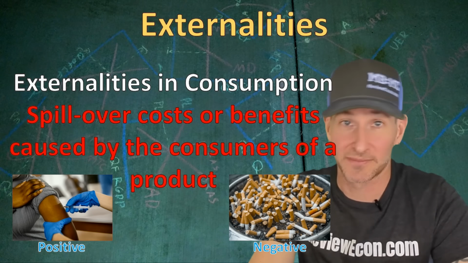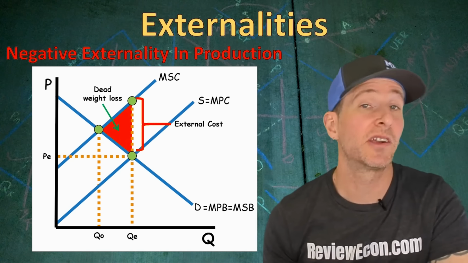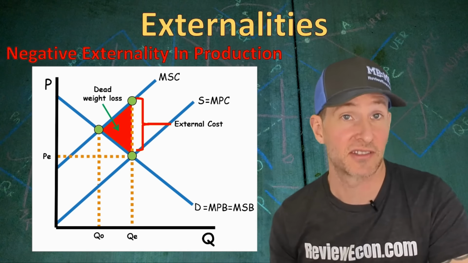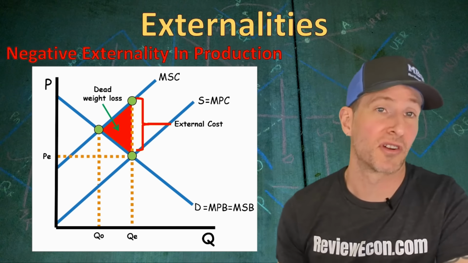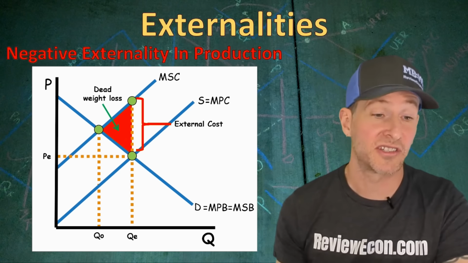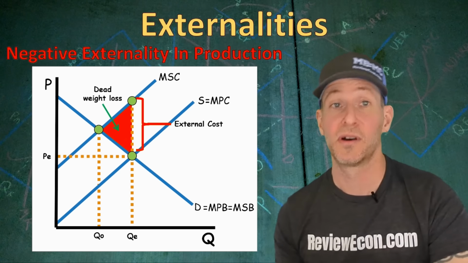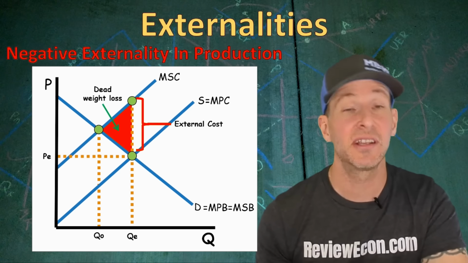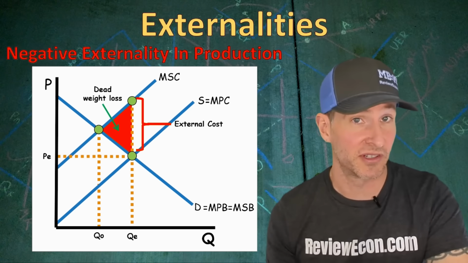Vaccines offer some protection to people who don't get the vaccine, and the consumption of cigarettes has a negative externality of secondhand smoke. When you have a negative externality in production, the marginal social cost is going to be greater than the marginal private cost, which is the supply curve. The gap between the two is equal to the marginal external cost. And we have a triangle of deadweight loss that points to the allocatively efficient or socially optimal quantity labeled QO. But without any government intervention, QE is the market quantity we'll get. The free market will overproduce this product.